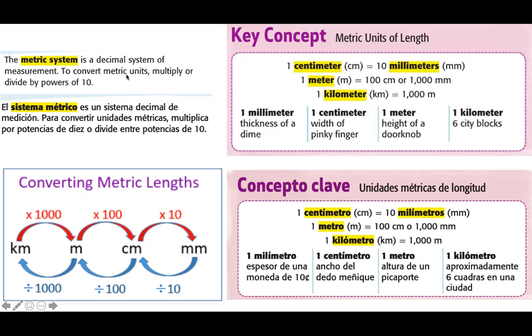So the metric system is a decimal system of measurement. This time, to convert metric units, you must multiply or divide by powers of 10. And you have experience on powers of 10 because we've done those. We've worked with powers of 10 before, right?